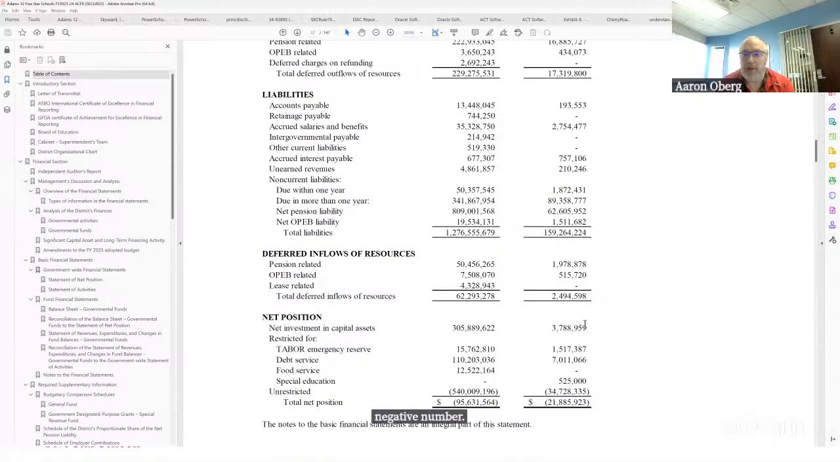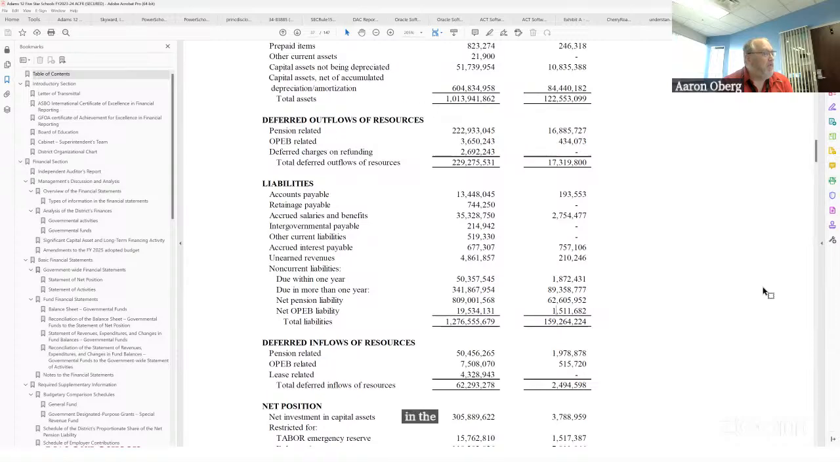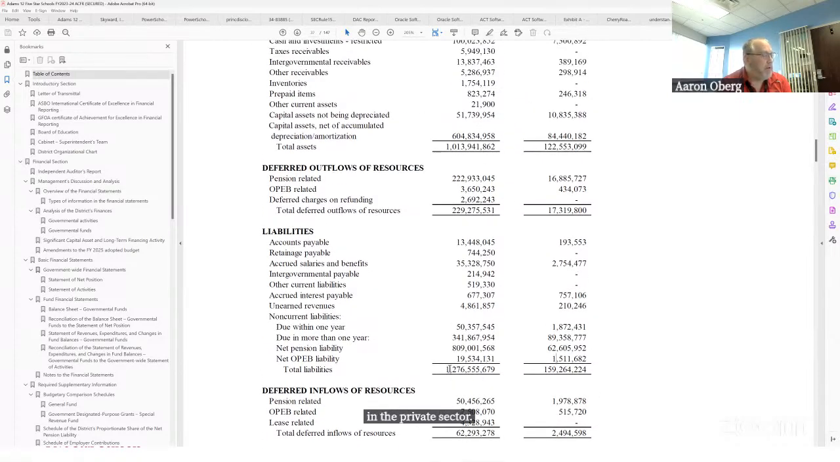In the private sector, if you had liabilities right here in excess of assets, there's a word for that, and it's not a very good word. That is an illiquid company. It's tending towards bankruptcy and is really upside down.